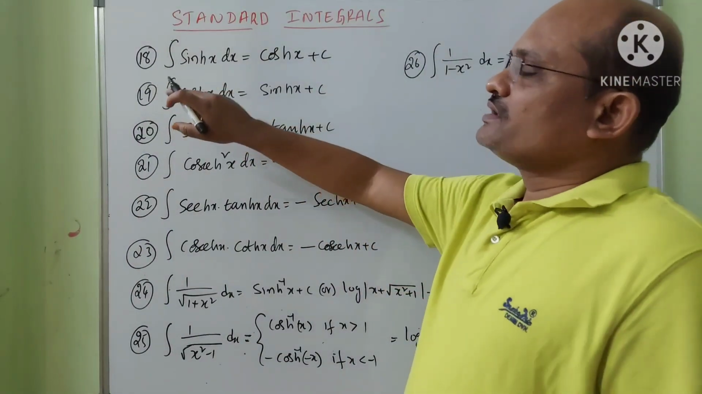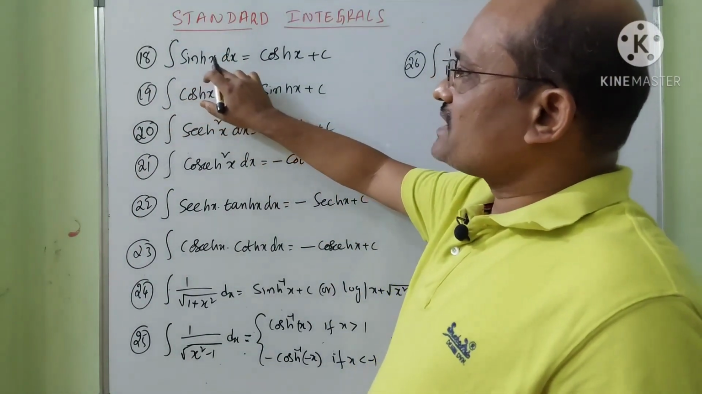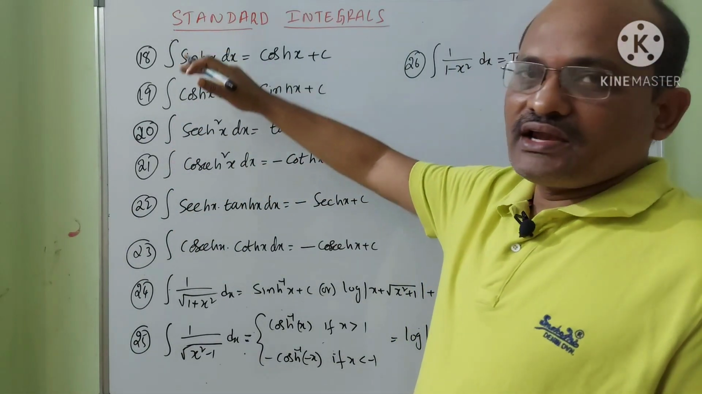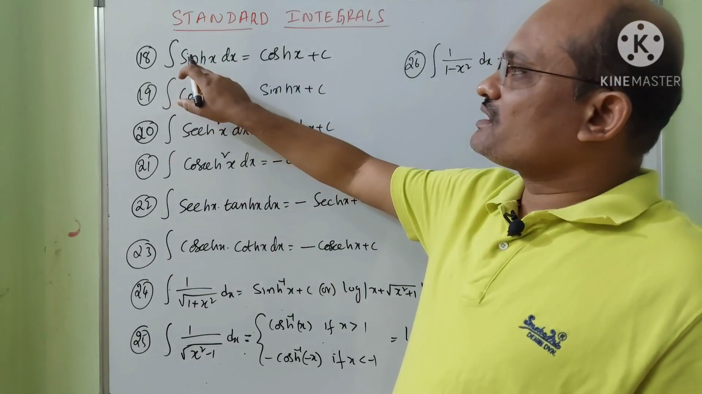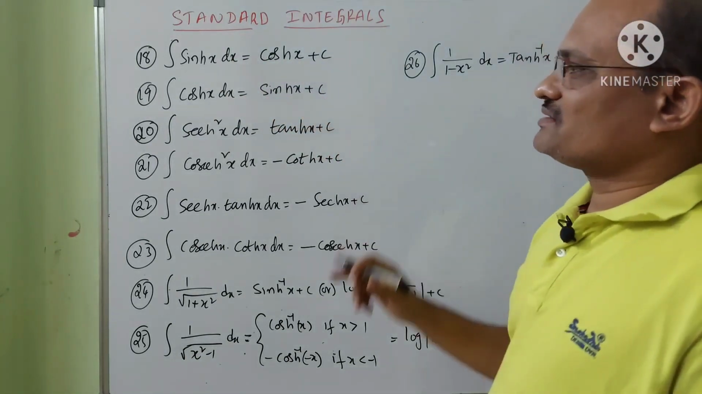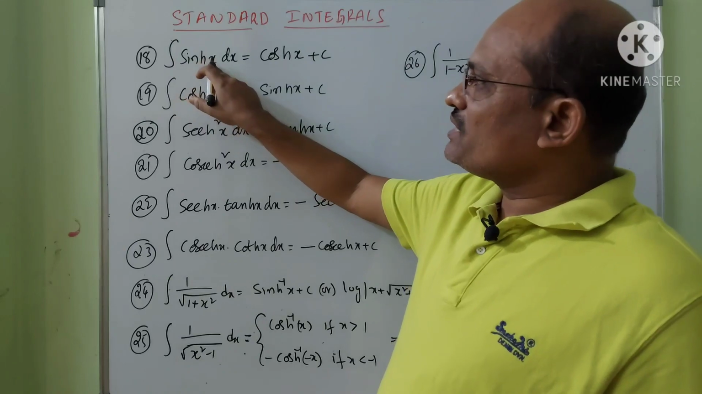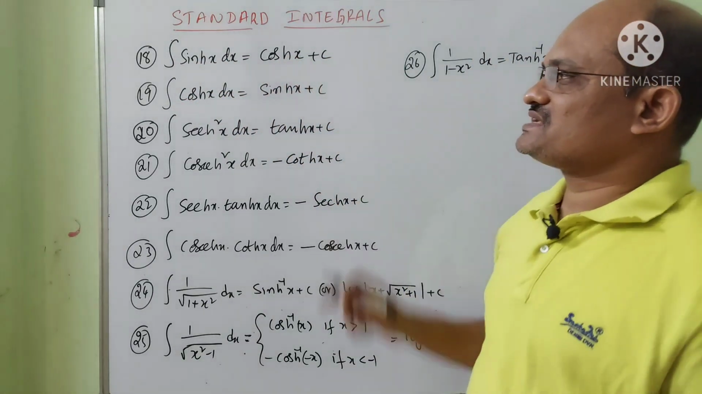Friends, next formula is integral of sin hx dx. These are all integrals of hyperbolic functions. Integral of sin hx dx is cos hx plus c. Integral of sin hyperbolic x dx is equal to cos hyperbolic x plus c.